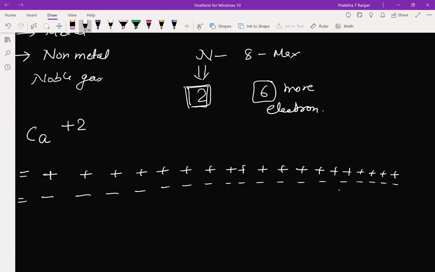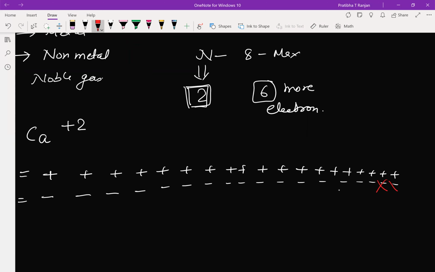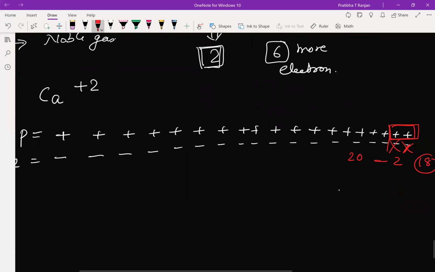Now, 2 electrons are donated, which means 2 are gone. So this is gone and this is gone. Out of this 20, 2 are gone, so 18 electrons are left, right? Now these 18 electrons are compensated by 18 positive charges. But what about these 2 positive charges? There is nobody to compensate them. That's why it will develop a plus 2 charge. So in this way, the positive ion is going to form.